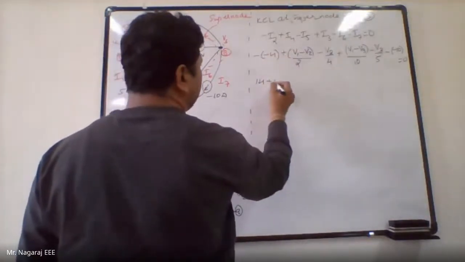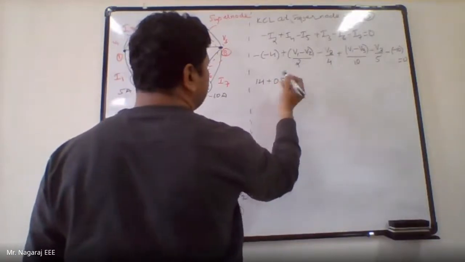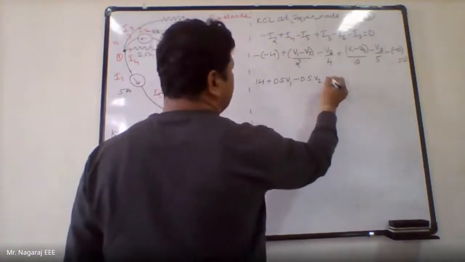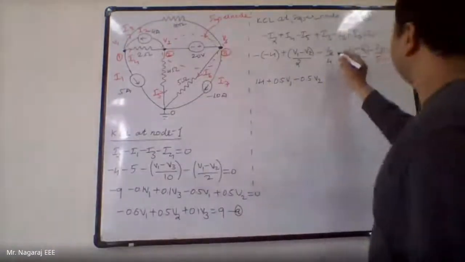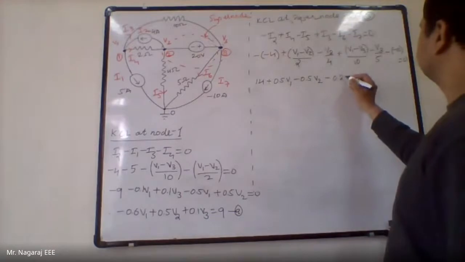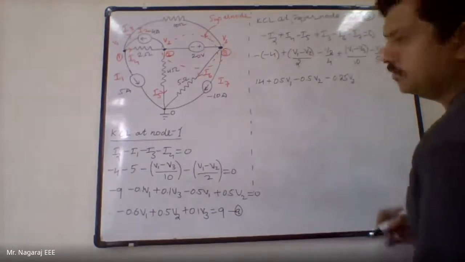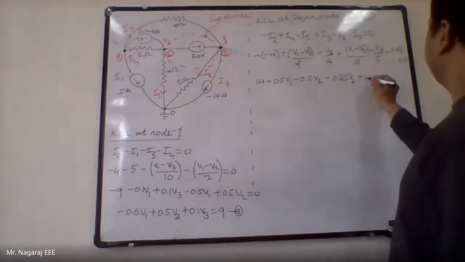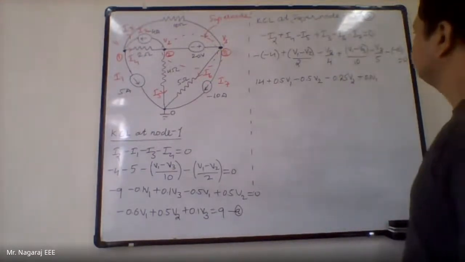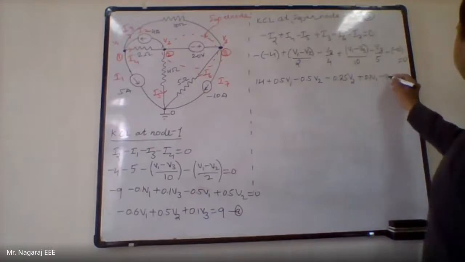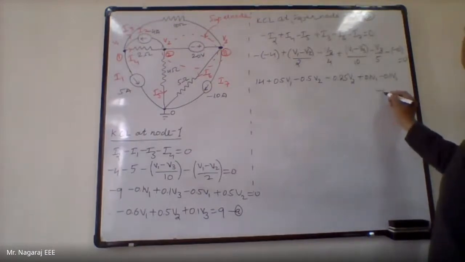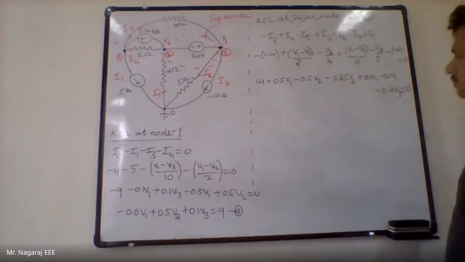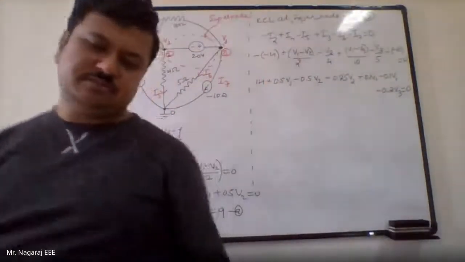V1 by 2, so plus 0.5 V1, minus 0.5 V2, minus 0.25 V2. 1 by 4 is 0.25 V2. Plus 0.1 V1, minus 0.1 V1, minus 0.2 V3 is equal to 0. So this is my equation.